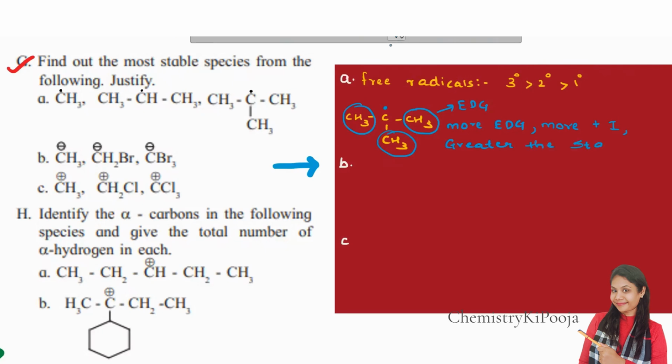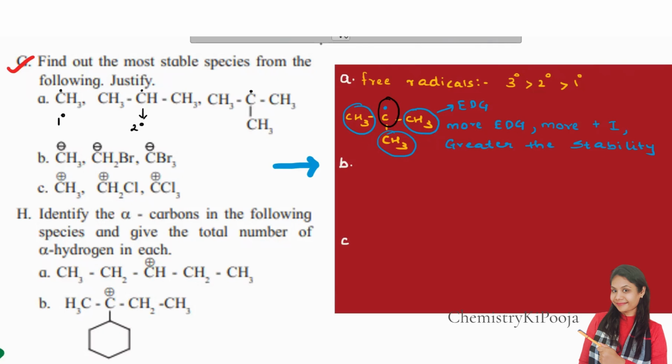So always remember the correct order is 3 degree. Why? Because more alkyl groups are attached, and all the alkyl groups are electron donating. So they are going to donate electrons towards the carbon atom which is electron deficient. This is what it needs, one more electron, right? So this will be highly stable. Then comes 2 degree, which is nothing but isopropyl. And then 1 degree. Clear? So out of these, the most stable is tert-butyl free radical.